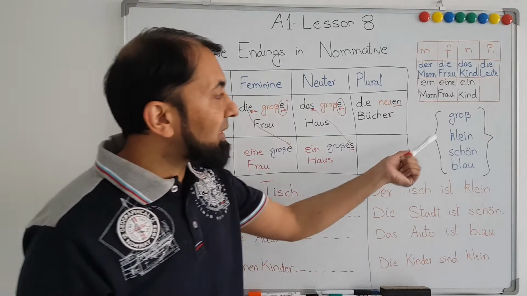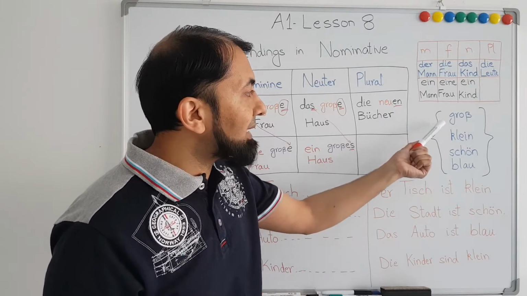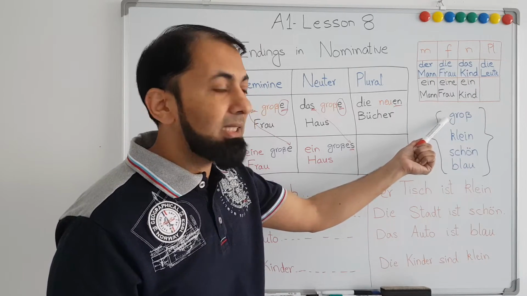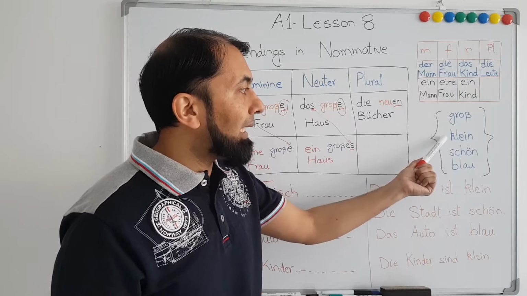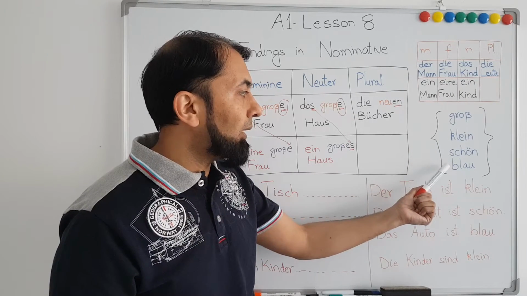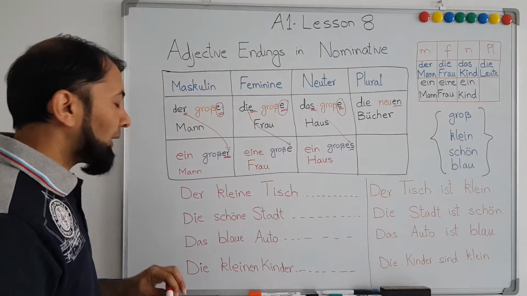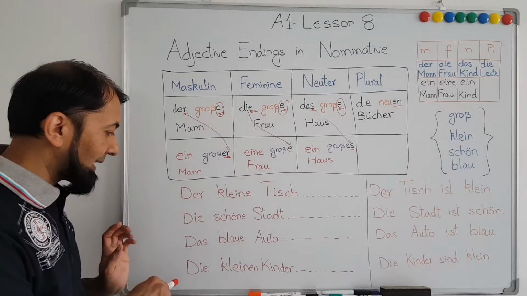Now let's talk about some of the adjectives that we can use. I have listed here groß, which means big, klein, which means small, schön, which means beautiful, blau, which means blue. So let's take these examples.